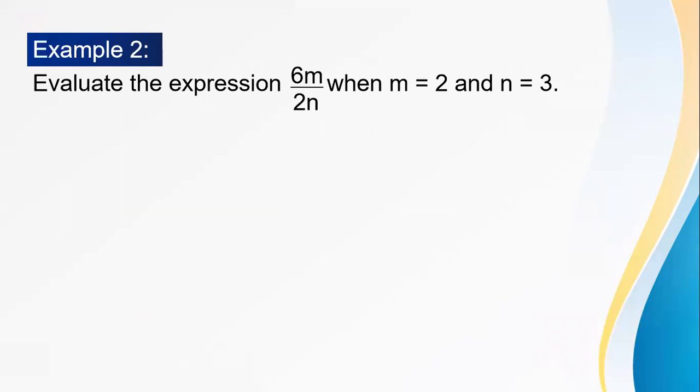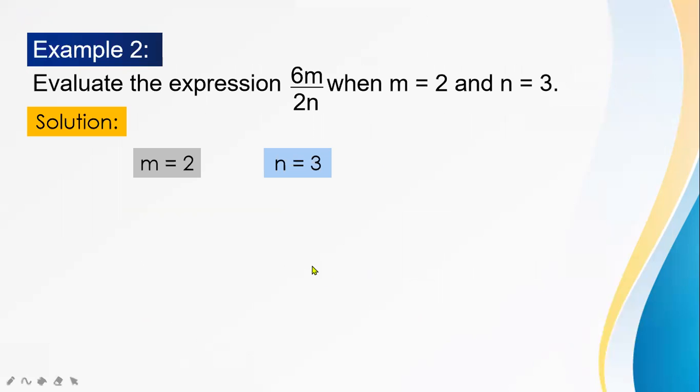Next, number 2, evaluate the expression. So this time we have 6m over 2n when m equals 2 and n equals 3. Solution. So again, your m equals 2, then your n equals 3. So saan nanggaling ito? Dito. Itong n squared or n equals to 3. So we have ito yon, n squared.